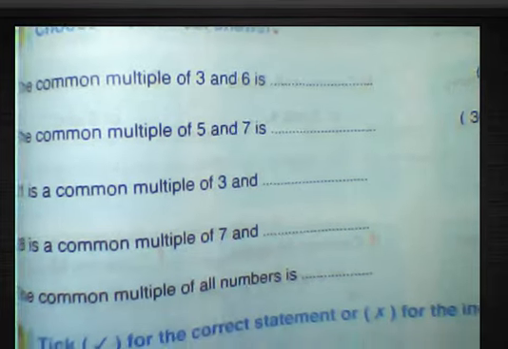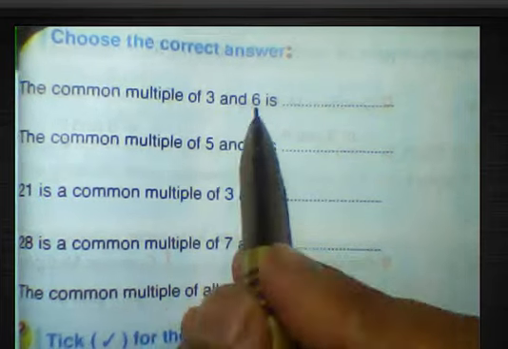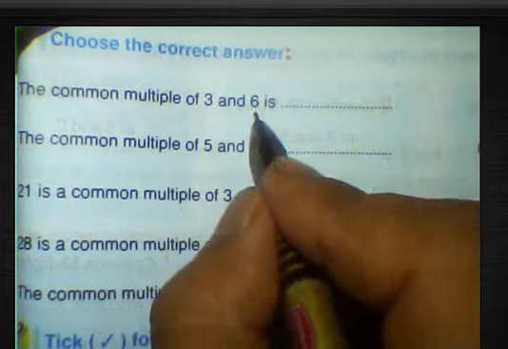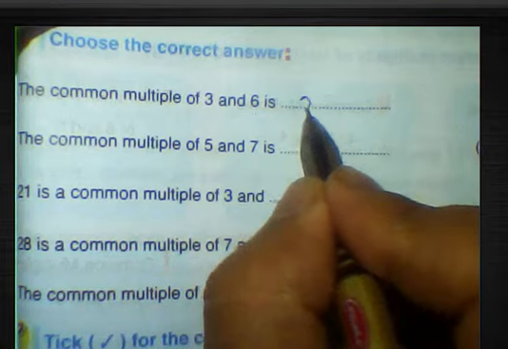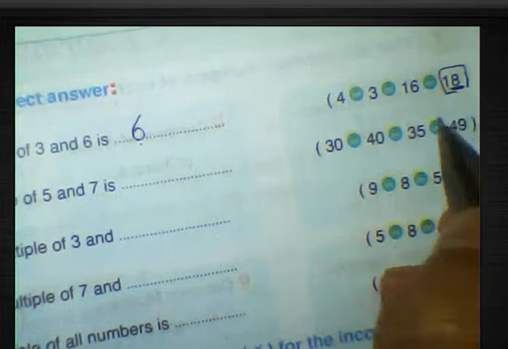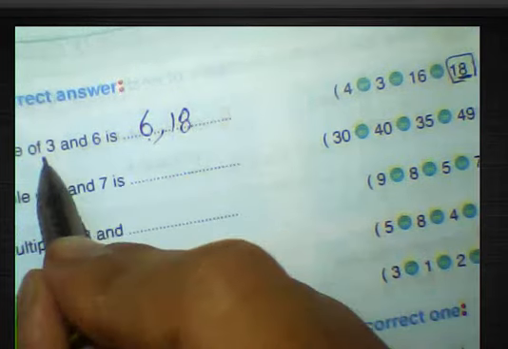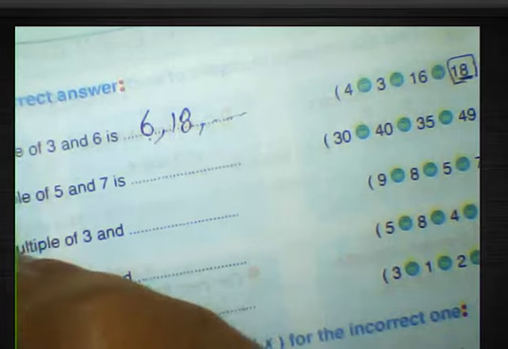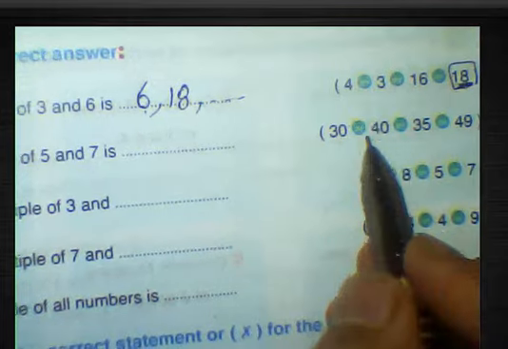Choose the correct answer. The common multiple of 3 and 6 is 6, because 6 can divide by 3. Then the common multiple of 6 and 3 equals 6. Okay, look at the choices here. We don't have 6 here, but 18 can divide by 6, so you must choose 18. The common multiples of 3 and 6 are 6 and 18, because 6 can divide by 3, and so on. So from the choices here, we have 18. Choose 18. Okay.